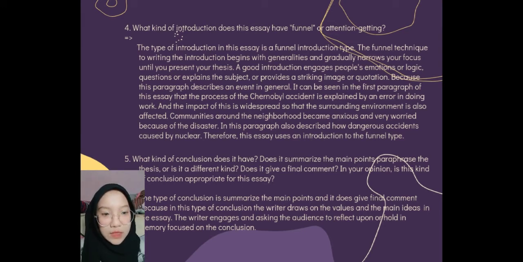Because this paragraph describes an event in general, it can be seen in the first paragraph of this essay that the process of the Chernobyl accident is explained by an error in doing work. And the impact of this is widespread so that the surrounding environment is also affected. Communities around the neighborhood became anxious and very worried because of the disaster. This paragraph also describes how dangerous an accident caused by nuclear power can be. Therefore, this essay uses an introduction of the funnel type.